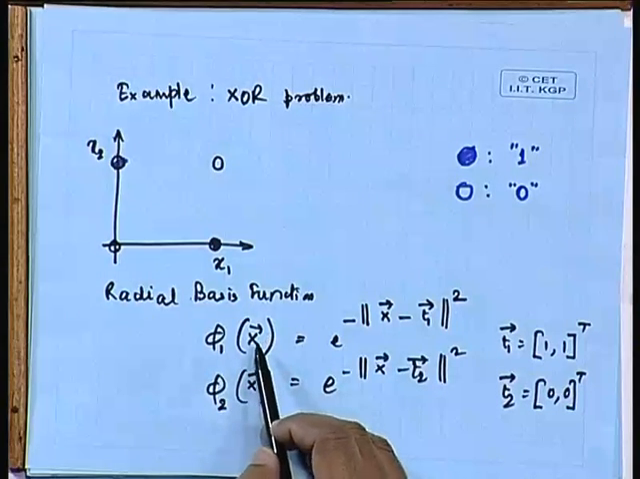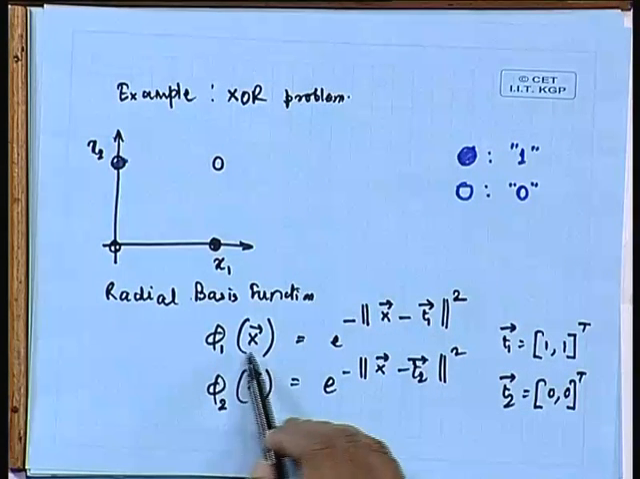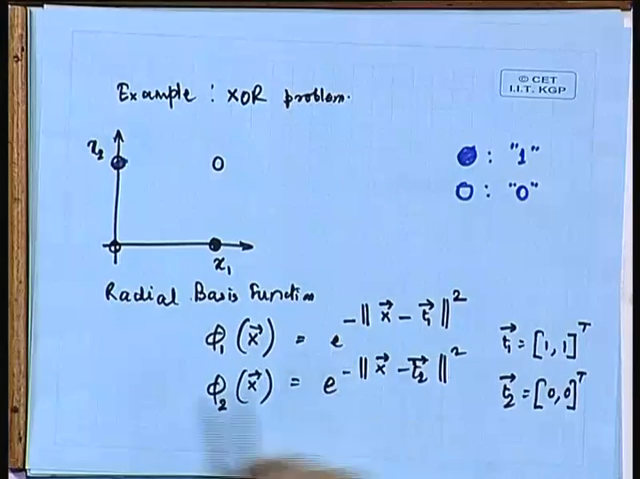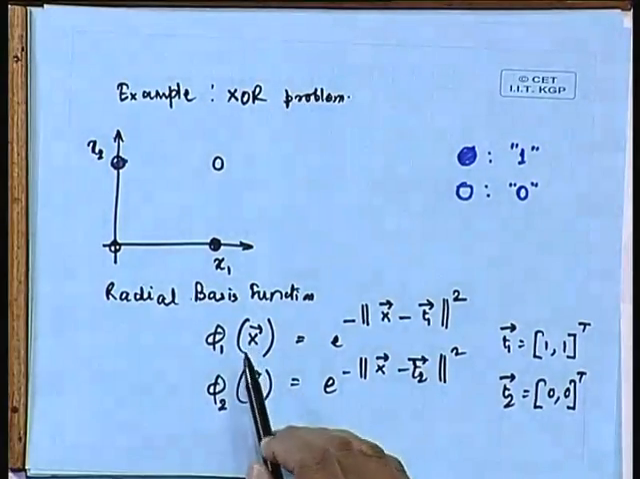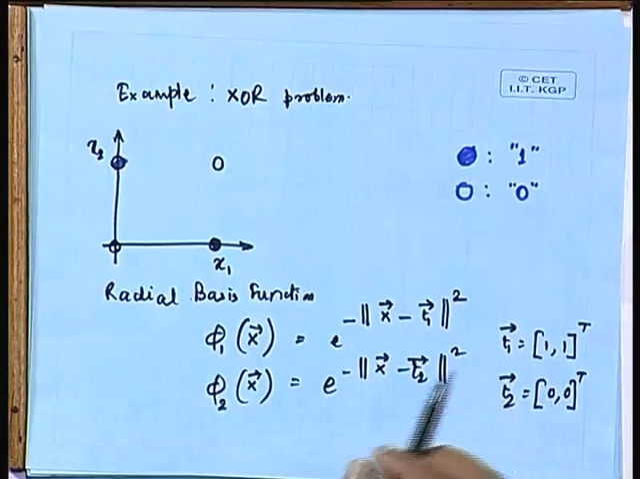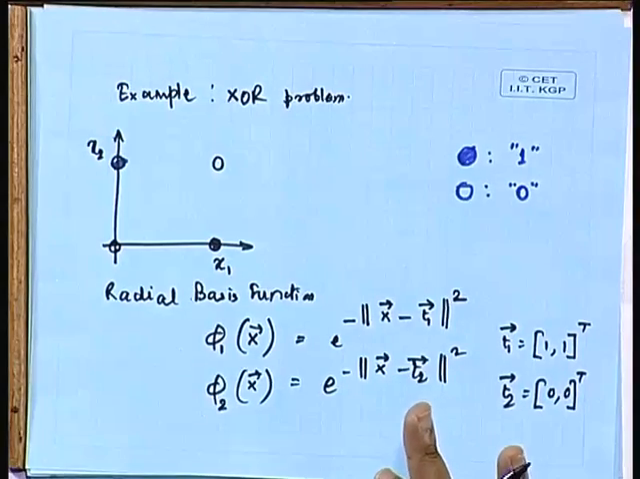That means for x we have to substitute the various values. Let us take phi 1 of x. We will compute phi 1 of x with the 0 0 pattern, then with the 0 1 pattern, 1 0 pattern, 1 1 pattern, and like that phi 2 of x also we will be computing for 0 0, 0 1, 1 1 and 1 0. Now, you can see that the values will definitely be different. For example, we can very clearly see that when the x vector is fed as 1 1, then it becomes e to the power 0 over here.